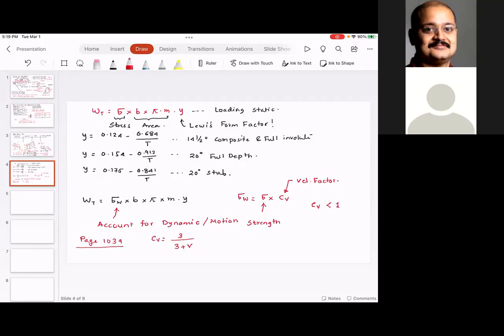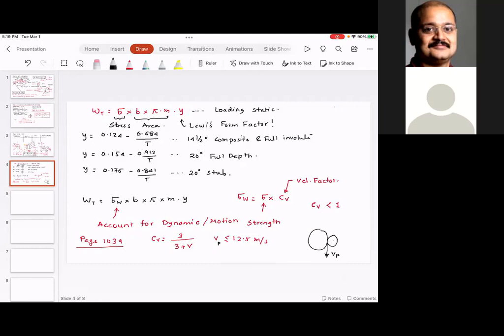So CV is equal to 3 divided by 3 plus V, where V is the centerline velocity, which is less than or equal to 12.5 meters per second. So what do I mean by this centerline velocity? Centerline velocity is, think about this gear pair, the velocity at the center, which is VP, is the centerline velocity.